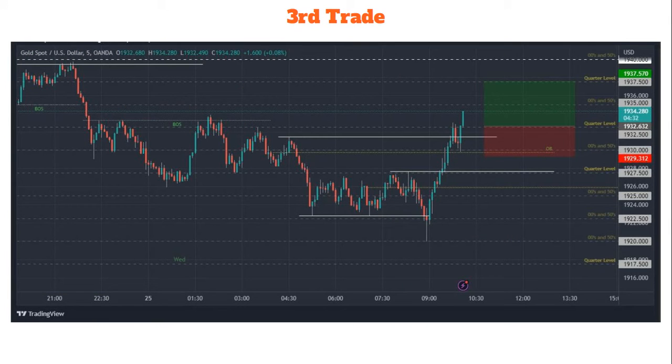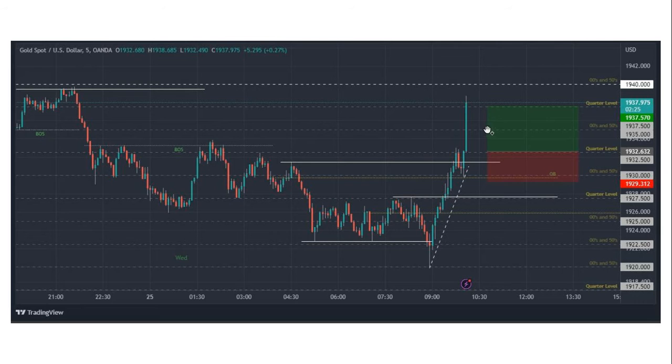On the same day, there's a third trade entry. Now, my maximum is 2 to 3 trades per day. To each their own in regards to how many trades you take in a day, I'd advise 2 to 3 trades a day. So I enter the trade here, right here, and there we go.